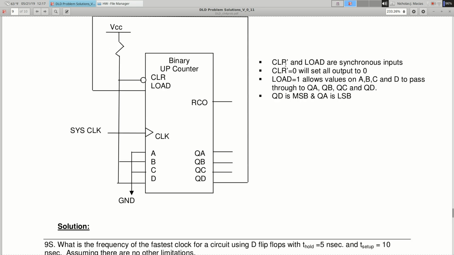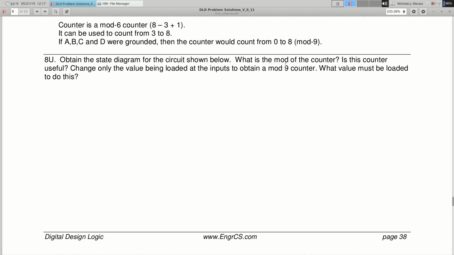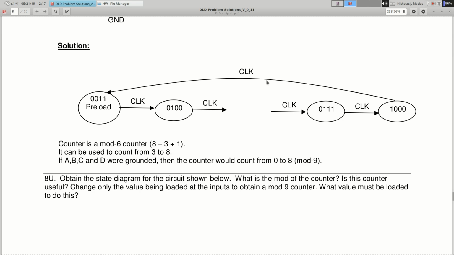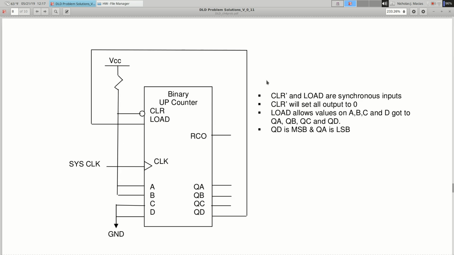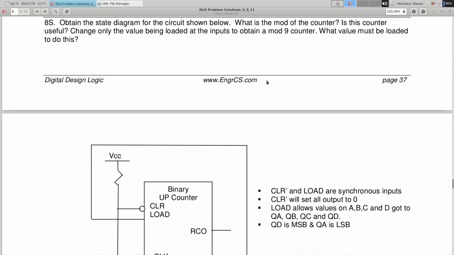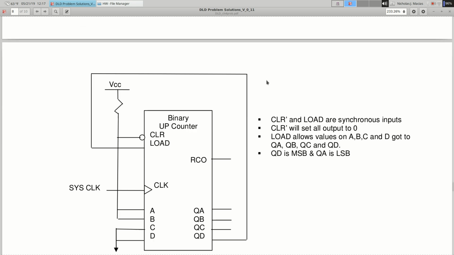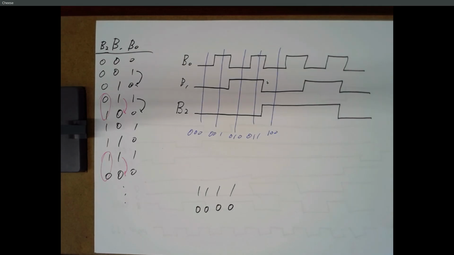So what do we want here? We want: What is the mod of this counter? Is this counter useful? Change only the value being loaded. Okay, so let's talk about the solved question here, which is similar. Is this counter useful? What's the mod of this counter? Change a value to obtain a mod 9 counter. Okay, so let's talk about this mod business.